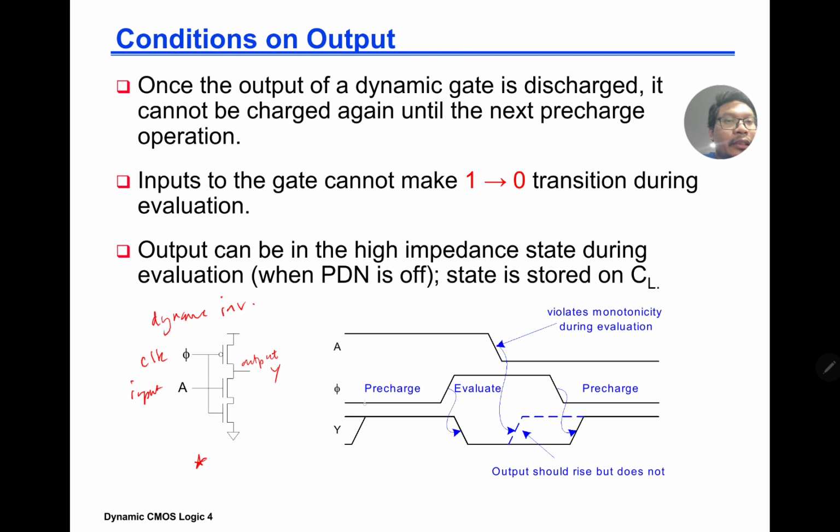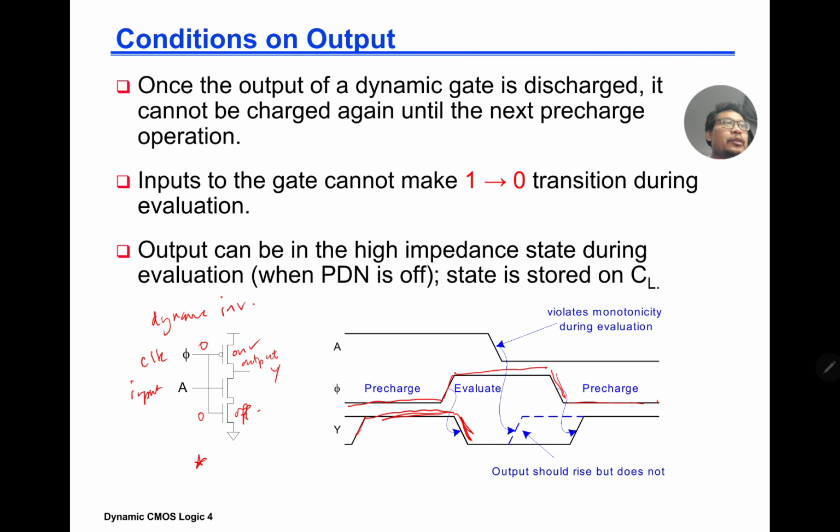What happens here is the clock is going to pre-charge, then it's going to evaluate, and then go back to pre-charge. So what happens during pre-charge? Phi is 0. If you apply 0 on phi, the PMOS is going to be on, therefore Y is going to go up, so Y is going to be logic 1. And we don't care what the value of A is, because phi is 0, so the NMOS is off and there's no path to ground. Therefore, during pre-charge, your output Y is always going to be high.